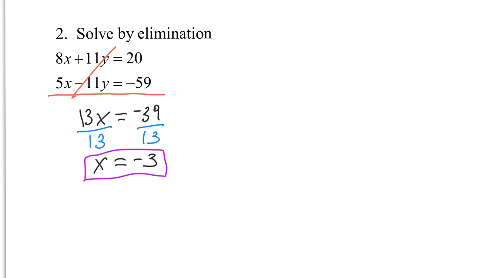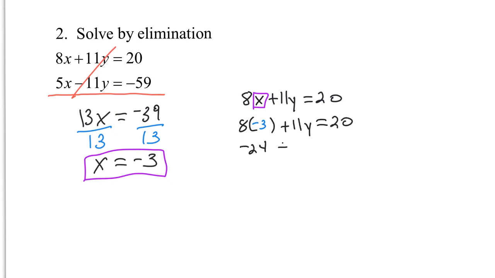So now I'm going to look for the y. So I'm going to rewrite the top equation. So right here, guys, 8x plus 11y equals 20. And I'm going to substitute negative 3 into the x. That's what we got. X equals negative 3. You substitute into the x. So now we have 8 times, and I'm going to substitute the negative 3 there, plus 11y equals 20. You guys solve. So we got negative 24 plus 11y equals 20.